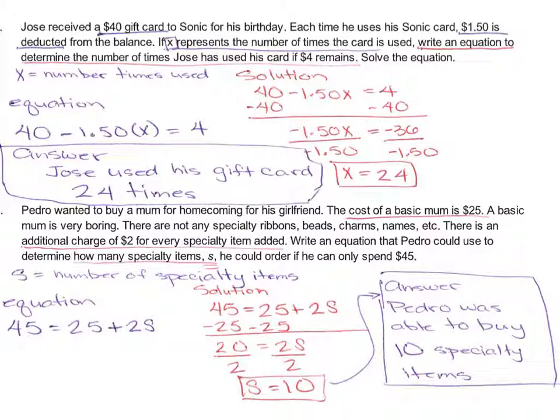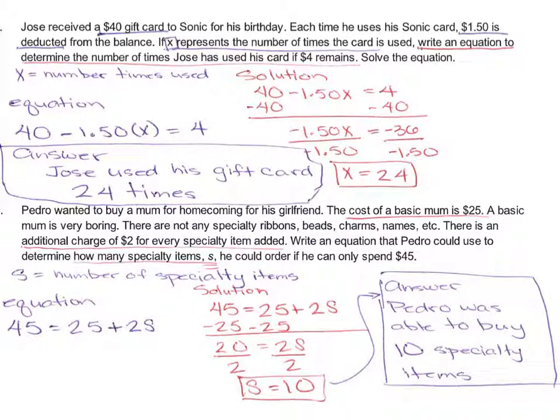So once we have this, we can just solve for X. Right here, you can see that you subtract 40 from both sides. You end up with negative 1.50X is equal to negative 36. Divide both sides by negative 1.50, and you end up with X is equal to 24. So for this problem, we know that Jose has used his gift card 24 times.